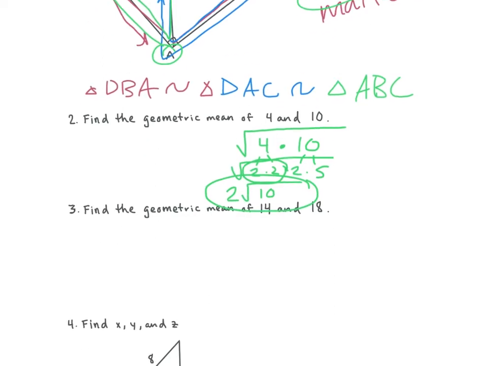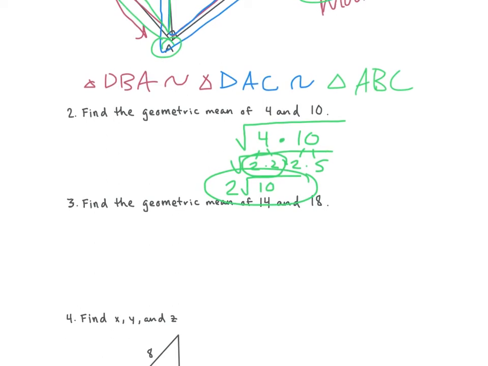Okay, number 3. We're going to do the same thing for 14 and 18. So we have the square root of 14 times 18. What are factors of 14? 2 and 7. What are factors of 18? 2 and 9.